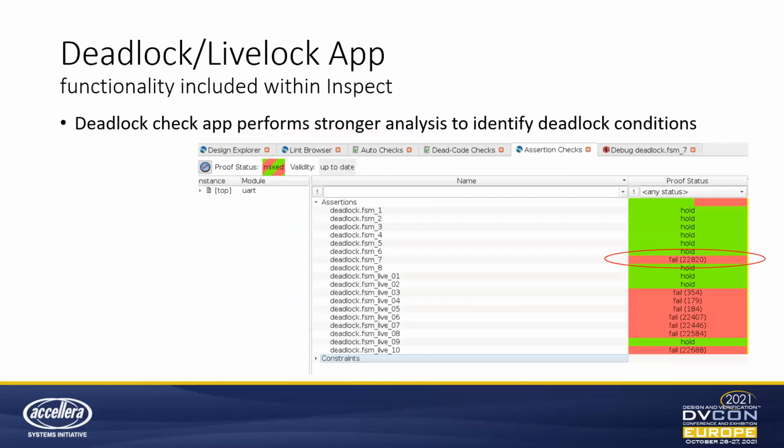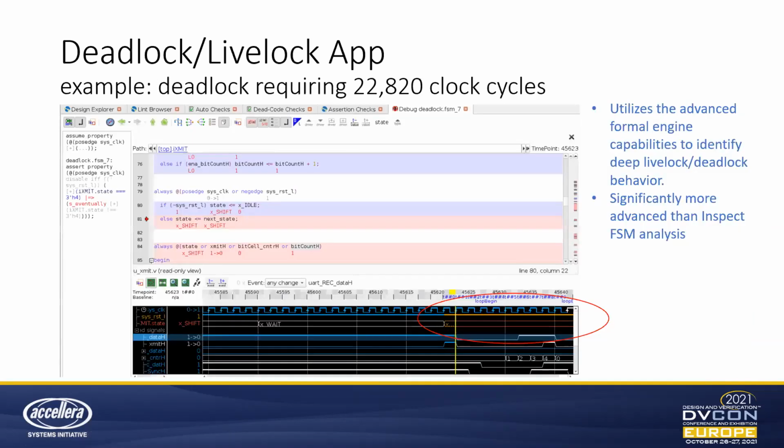And what this app is doing is it checks for deadlock and livelock and performs a stronger analysis to identify these conditions. As you can see here, for this specific FSM, you have an assertion check that fails in some 10, 22K number of cycles from reset. And this is the result of the deadlock livelock app. And this failure actually can be debugged, so you have the debugging infrastructure for such checks.